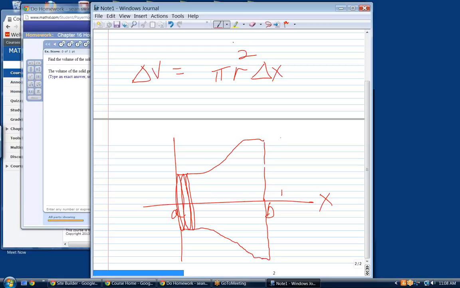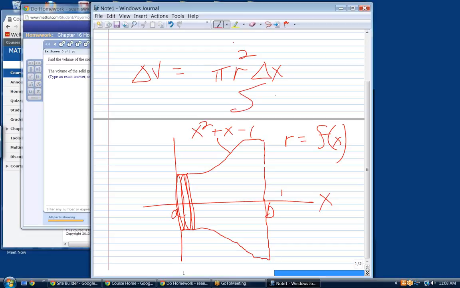And what is the radius equal to? R equals f of x. In other words, if this function was, say, x squared plus x minus 1, then the radius of each disk is going to be y, or f of x. So when we go to do an integral, instead of pi r squared delta x, we're going to take pi f of x squared dx. And we're going to go from A to B. And that is going to give us the volume of that solid.